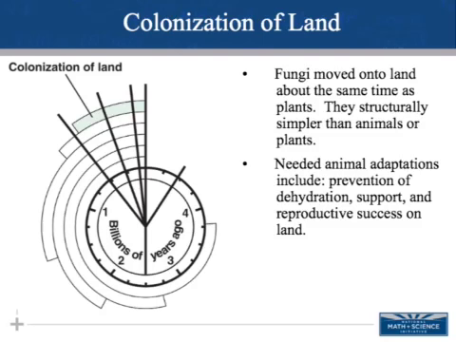Some animal adaptations that had to occur for animals to move onto land: they also had to prevent dehydration. They needed some kind of support for their weight, so the development of a skeleton, whether an exoskeleton or an endoskeleton, to support their weight against gravity on land, as well as being able to successfully reproduce on land. With organisms that reproduce in water, like a lot of your fish, the female will lay eggs and the male will come and fertilize those eggs at a later time, and that wouldn't work very well on land.